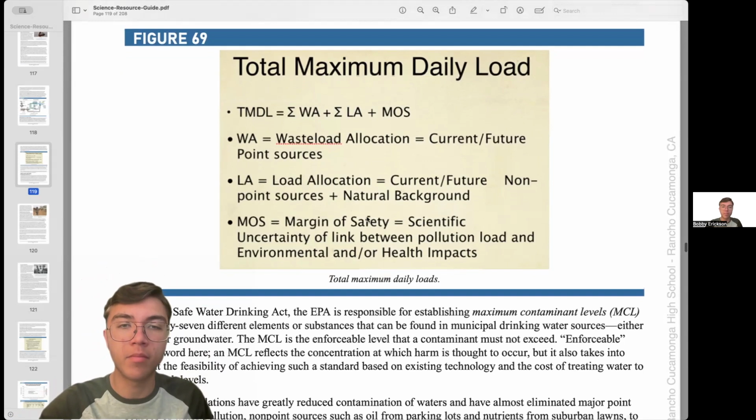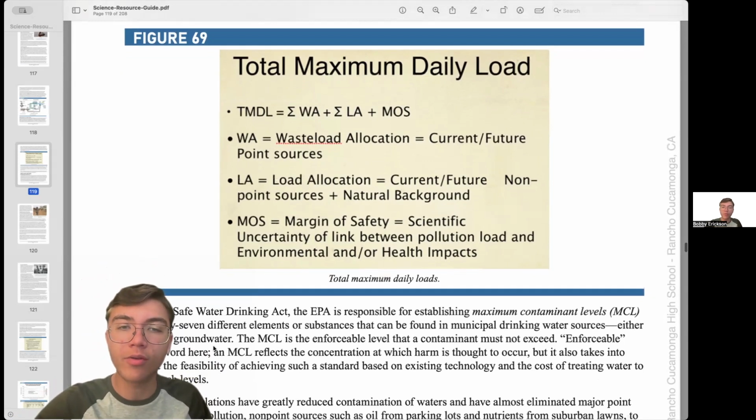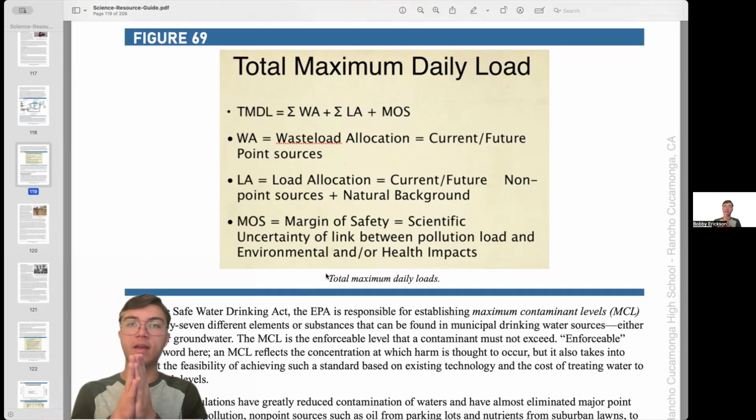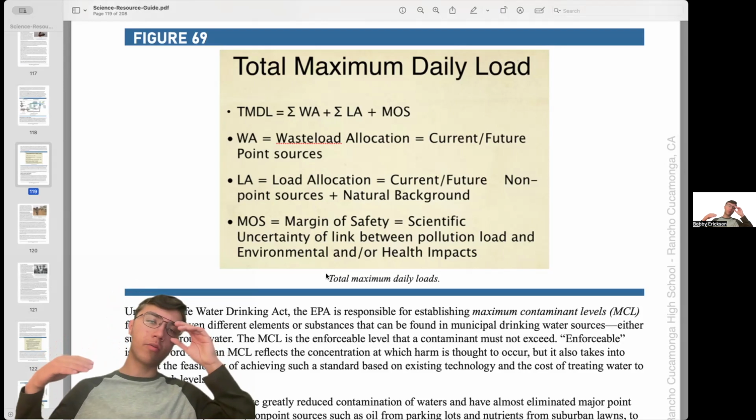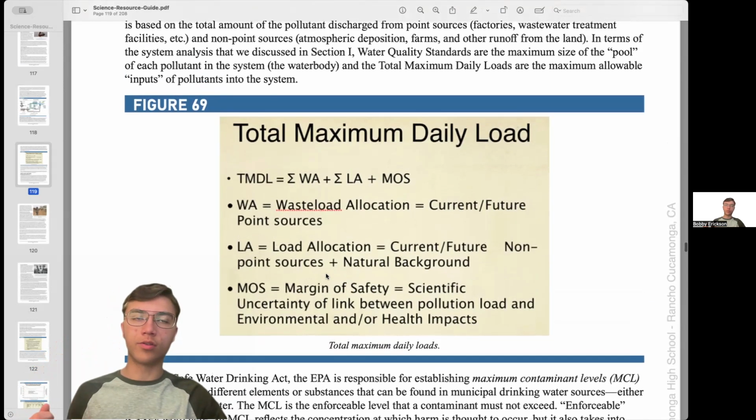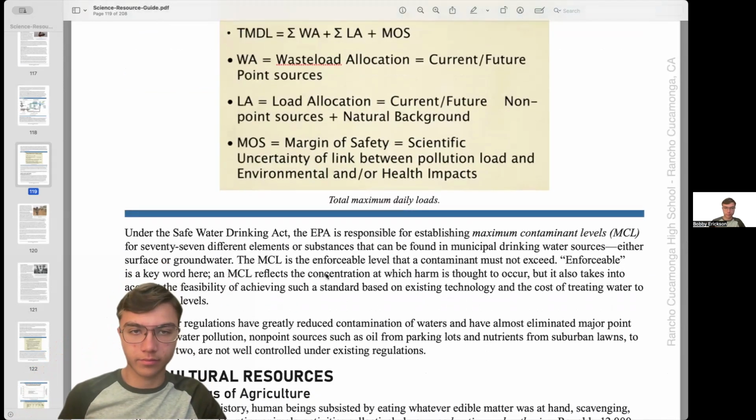Then we have a margin of safety, because we don't know the pollution load and environmental and health impacts exactly. So we need to create this margin here, that is to say the safety of certain pollutants, and say, okay, do we need to raise the total maximum daily load or do we need to lower it?